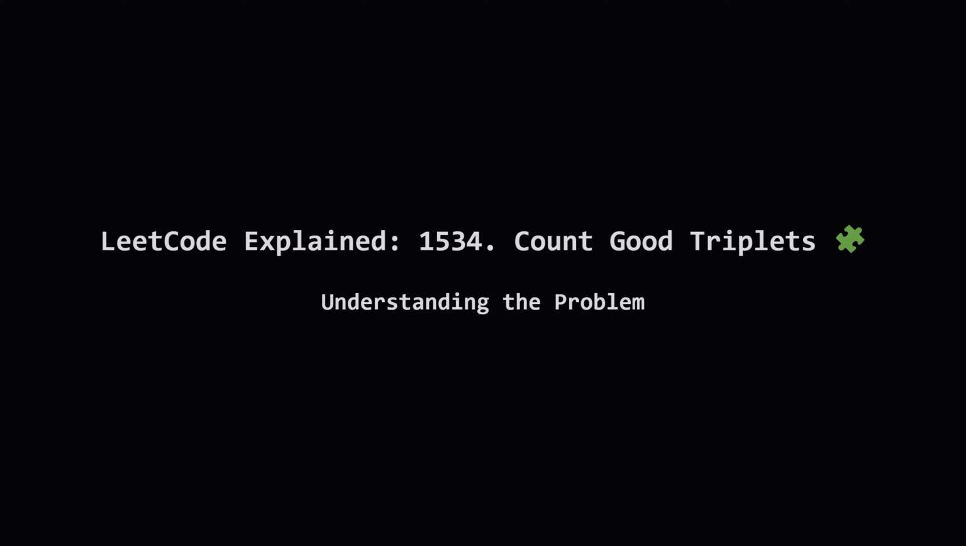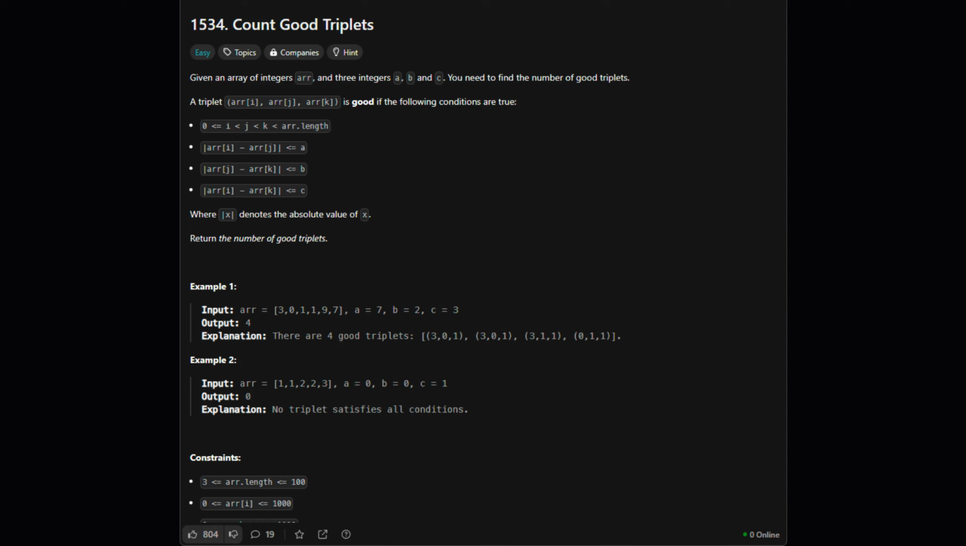Today we're looking at a Leetcode problem called Count Good Triplets. It sounds a bit mathematical, but don't worry. We'll break it down step by step. The goal is to find specific groups of 3 numbers in a list that follow certain rules. Let's dive in.